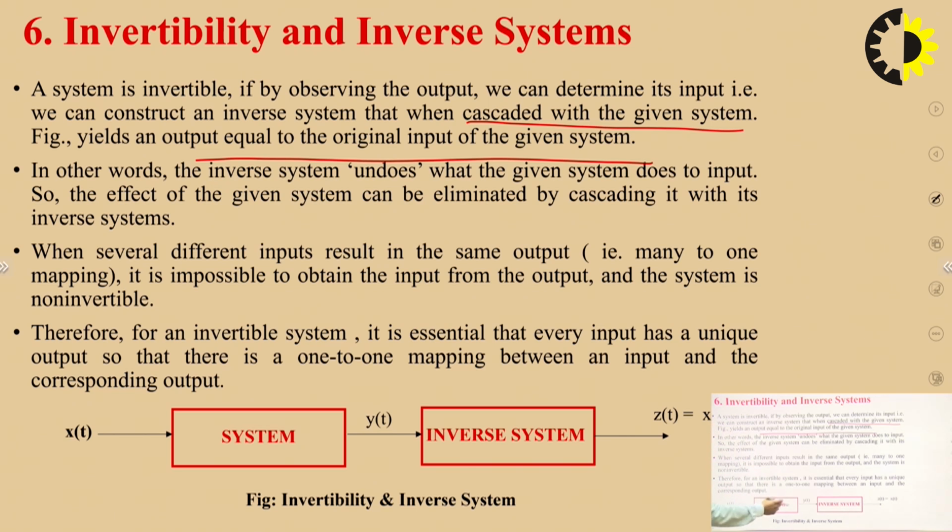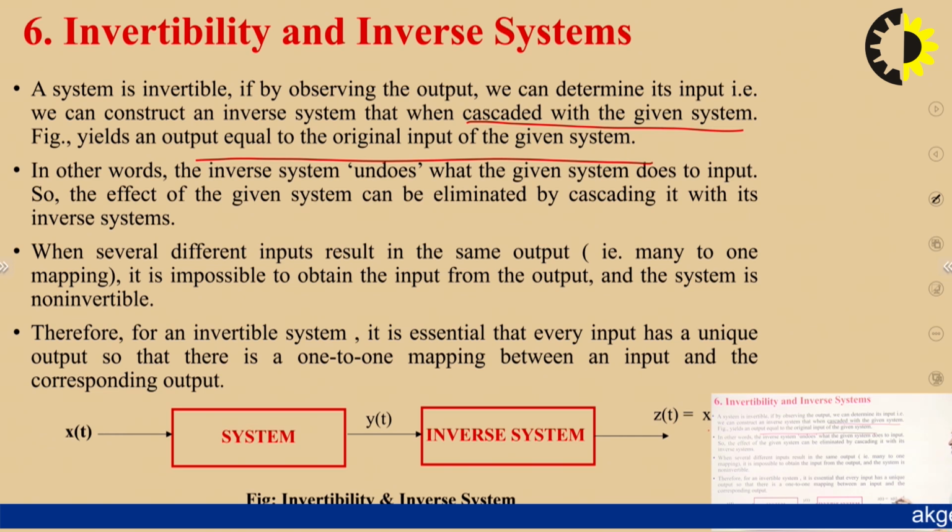So this is the invertible and non-inverse system. We are applying input x(t) to the system to get the output y(t), and again if an inverse system exists, then we get the value z(t), which is equal to x(t). So for invertibility, it is a must that the relationship between the input and output should be one-to-one. Only then does an inverse system exist by which we will again get the input x(t). Okay.